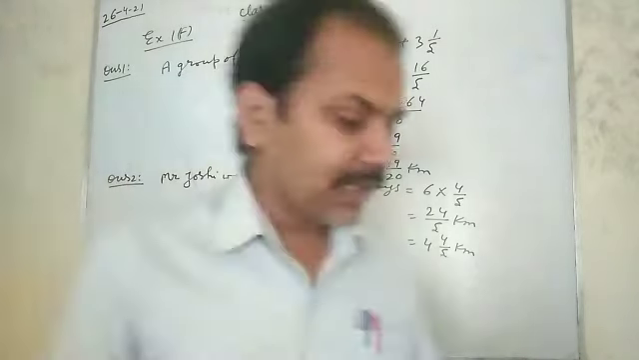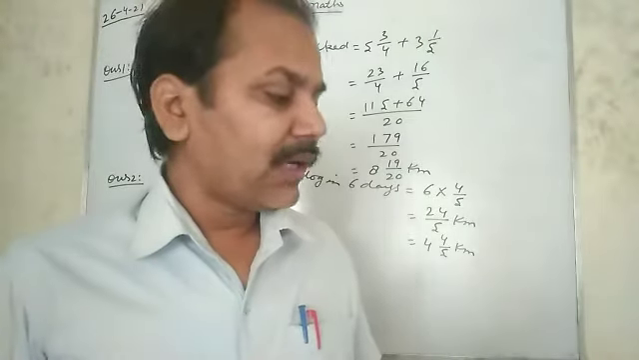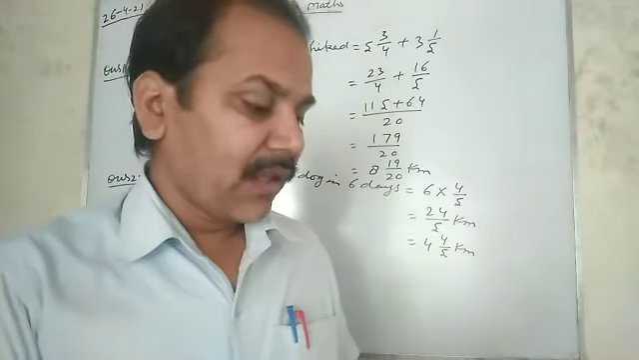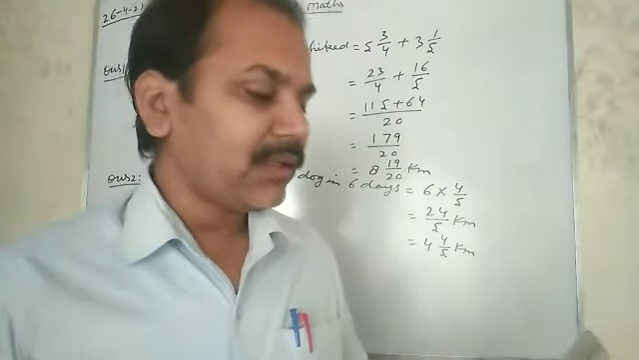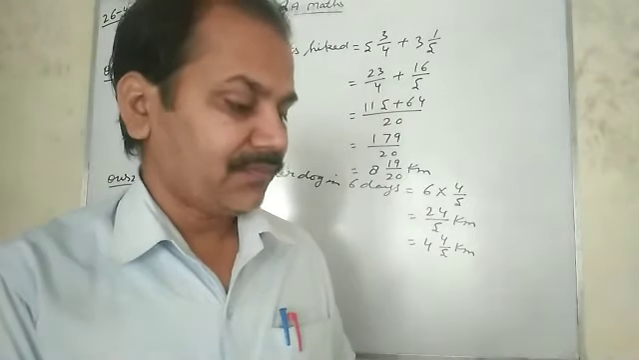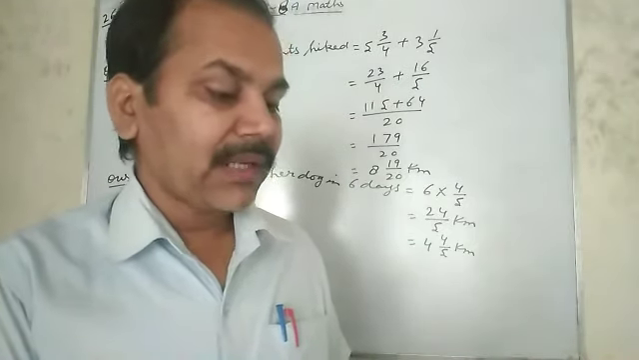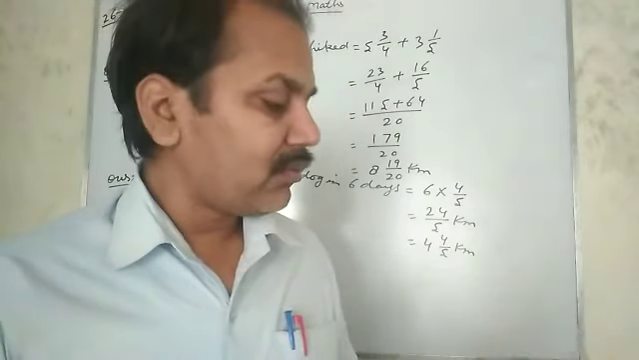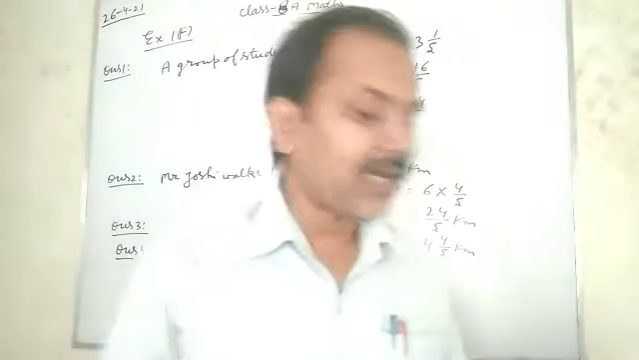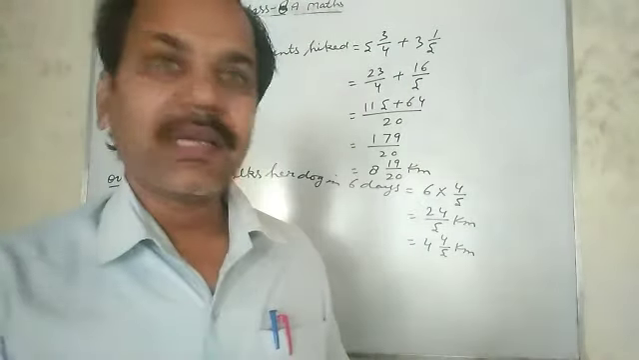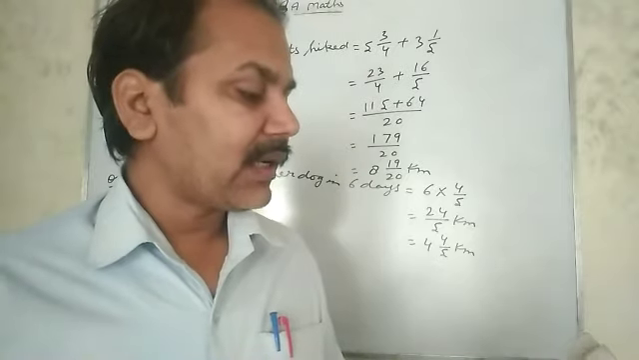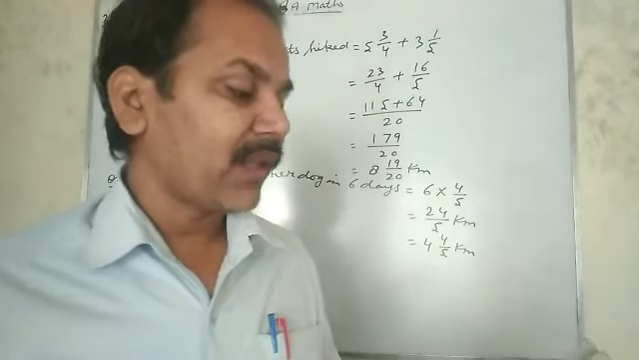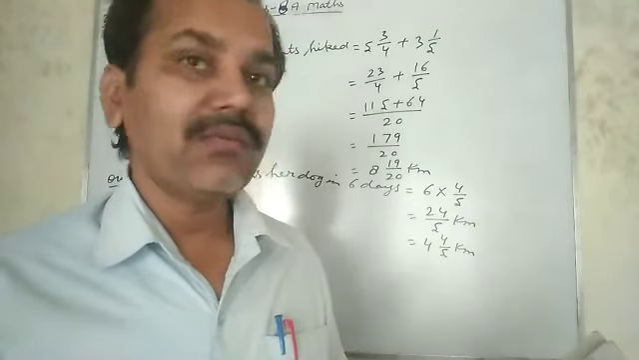An oxygen tank contained 219 2 by 3 liter of oxygen before 32 1 by 3 liter were used. If the tank can hold 245 3 by 8 liter, how much space in the tank is unused? So read carefully this question. An oxygen tank contained 219 2 by 3 liter of oxygen before 32 1 by 3 liter were used.